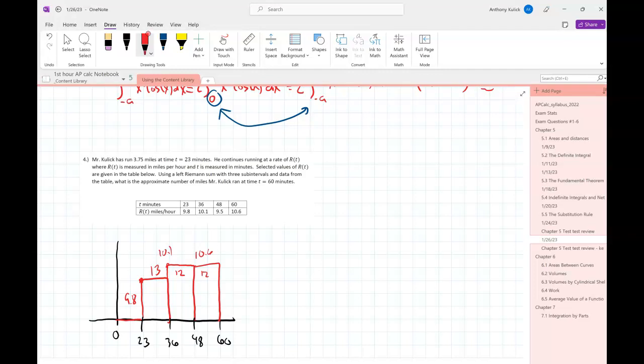So it doesn't matter if the widths are different. You're just still finding the area of a rectangle, and the rectangles may not be uniform in size, and that's okay.